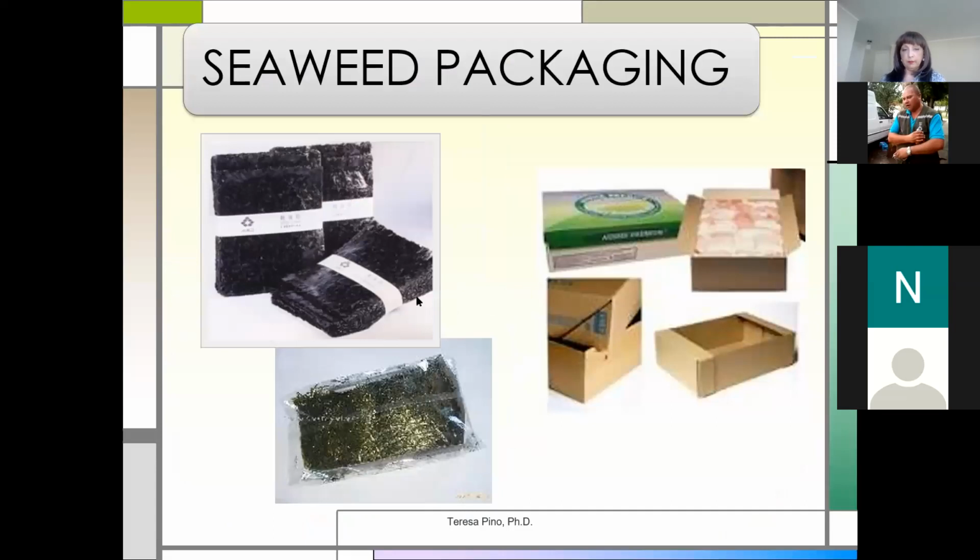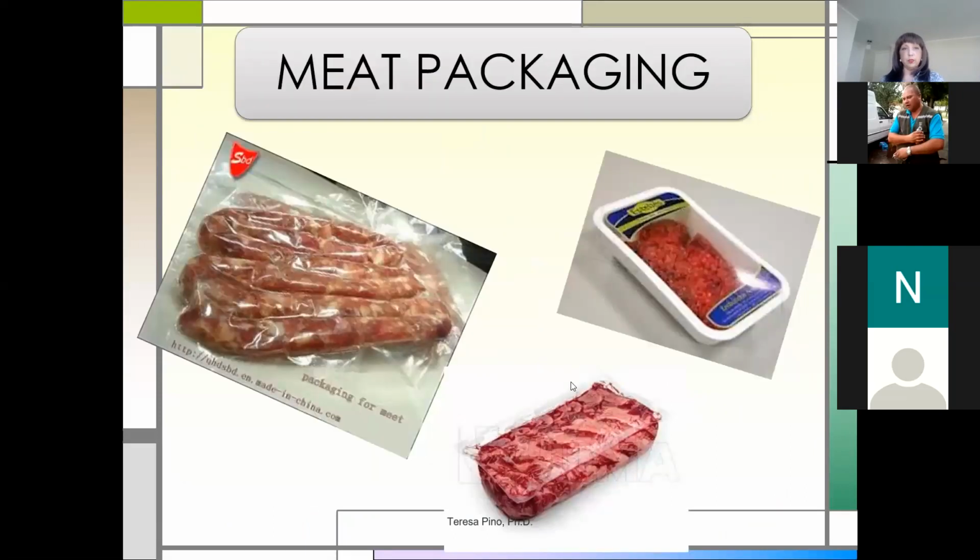Seaweed packaging, you have these two modalities where you have them just with a band or vacuum sealed. People prefer vacuum seal because of the smell, even though these are dry, but they smell anyway. So in bliss boxes also, this is the primary packaging, and then it goes to bliss boxes.